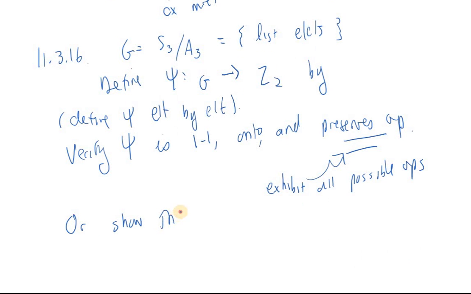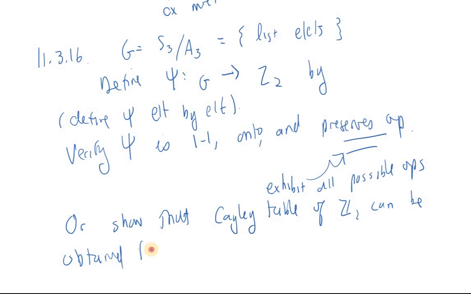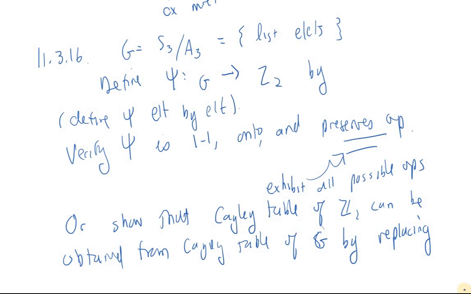Show that the Cayley table of Z2 can be obtained from the Cayley table of G by replacing elements.